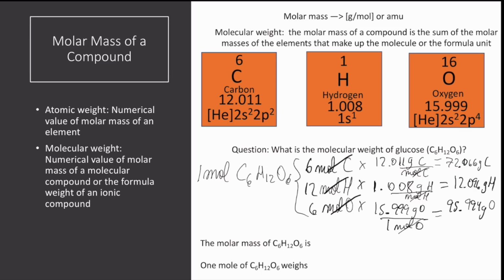Canceling the units of oxygen, we get 95.994 grams of oxygen. And we add this up and we get 180.156 grams per mole of glucose. So this final mass is for the total 1 mole of glucose, or this final mass is for 6 moles of carbon, for 12 moles of hydrogen, for 6 moles of oxygen.